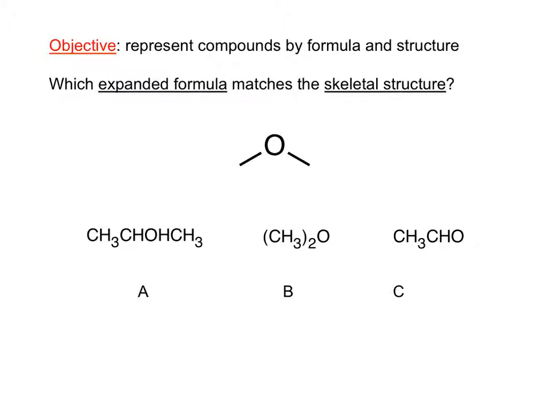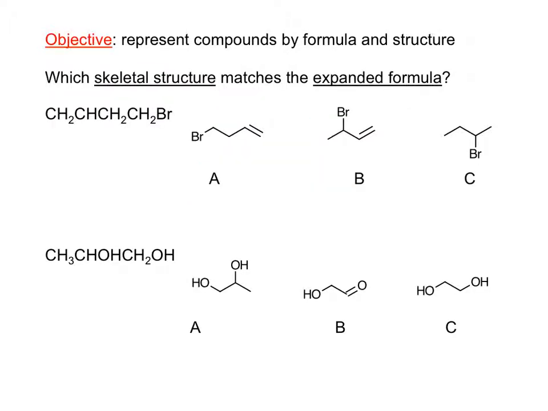Let's work backwards. Given the skeletal structure, which expanded formula matches the structure? So stop the video and think about that for just a minute. So the answer is B. Note the 2 CH3 groups bonded to the O in the ether functional group.